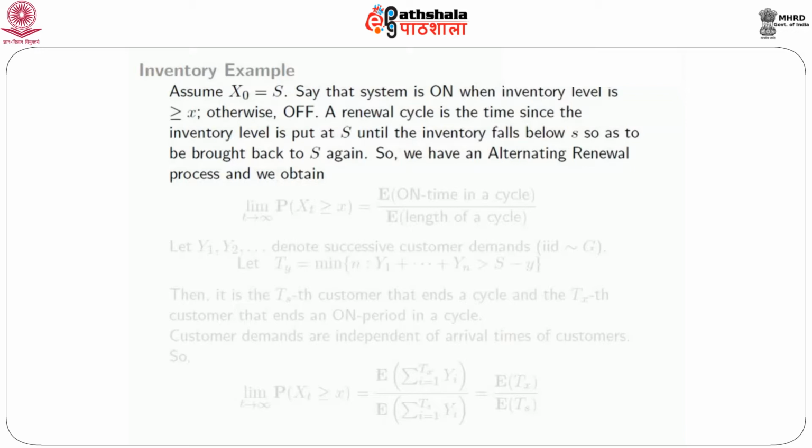A renewal cycle is the time from when the inventory level is put at capital S until the inventory falls below little s, because that is when again an order is placed and the inventory level is brought back to capital S, which means the whole thing starts afresh. So that's a natural renewal cycle. So we have an alternating renewal process with on and off defined as we have. During a renewal cycle, the on period is the period when the inventory level is greater than or equal to x, otherwise it's off.